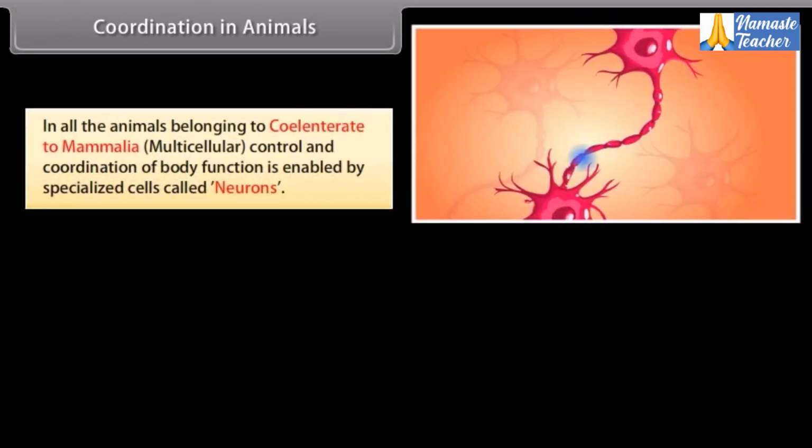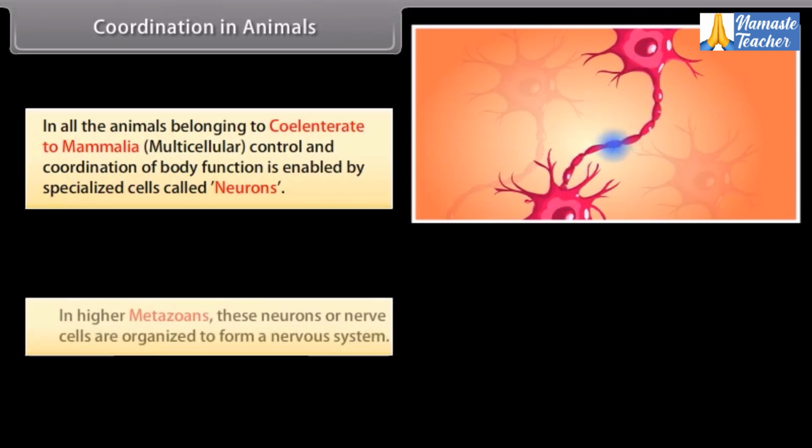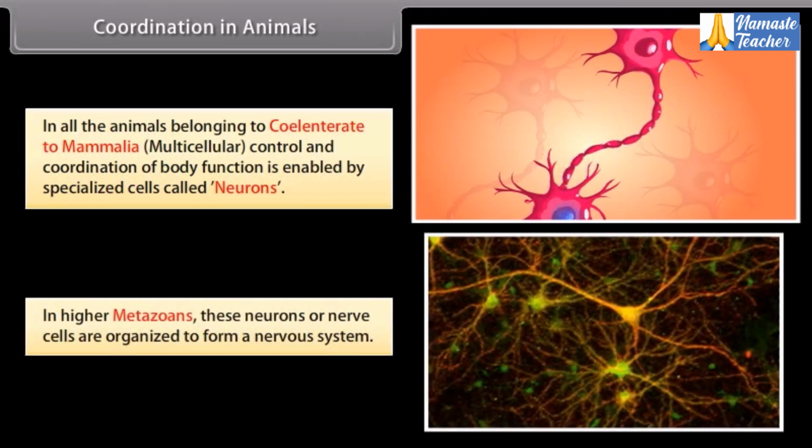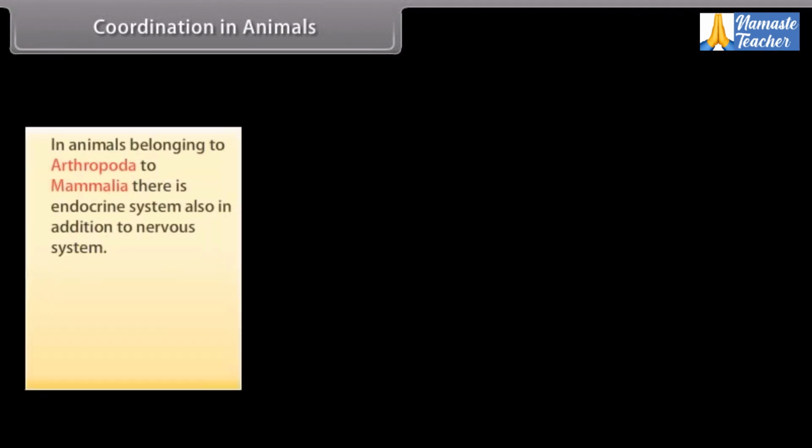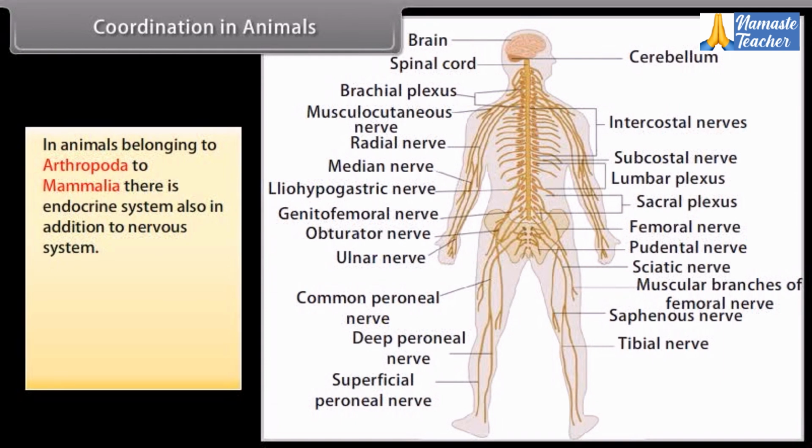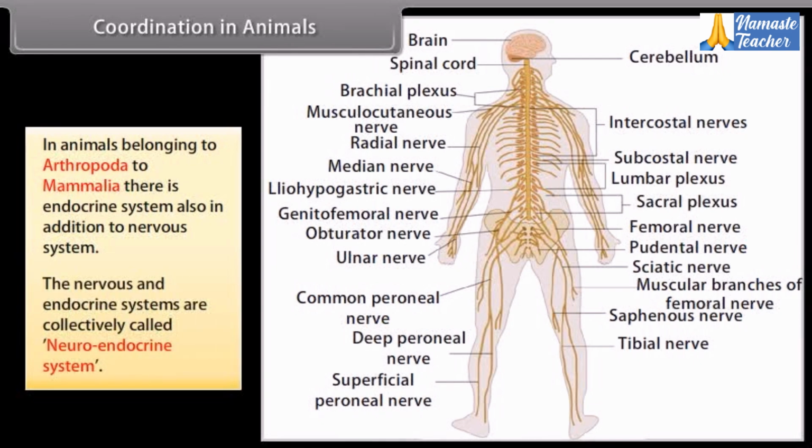Coordination in animals. In all the animals belonging to coelenterata to mammalia, multicellular control and coordination of body function is enabled by specialized cells called neurons. In higher metazoans, these neurons or nerve cells are organized to form a nervous system. In animals belonging to Arthropoda to Mammalia, there is an endocrine system also in addition to the nervous system. The nervous and endocrine systems are collectively called the neuroendocrine system.